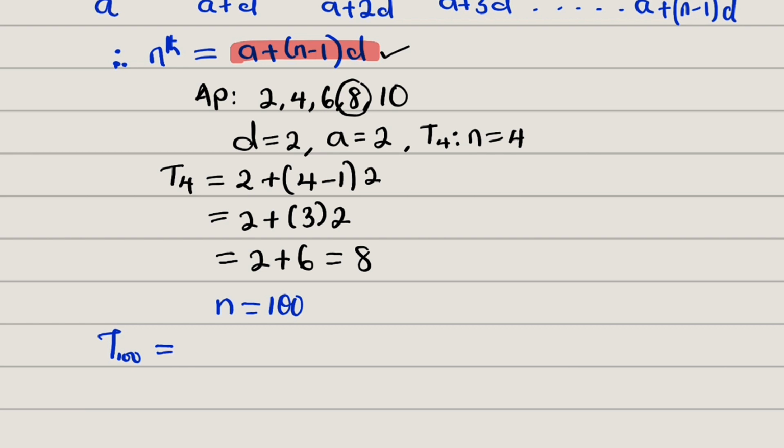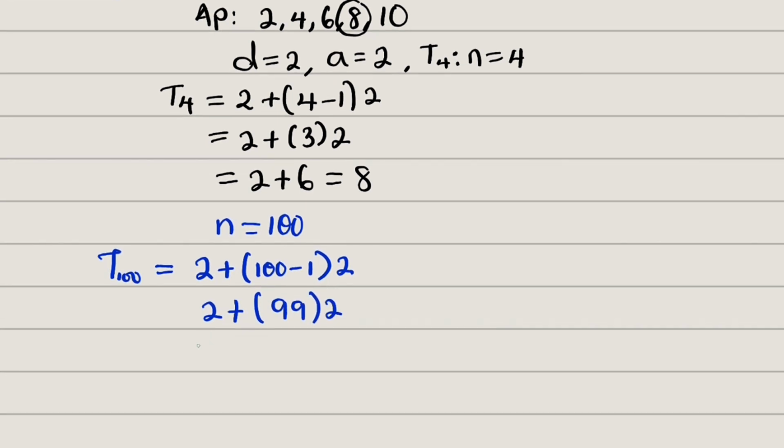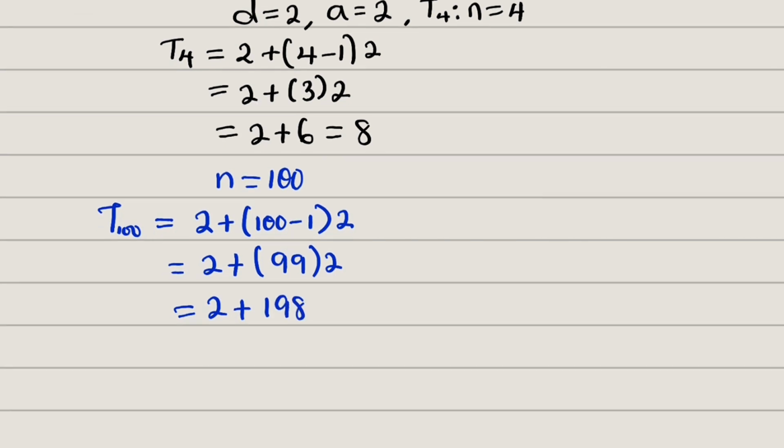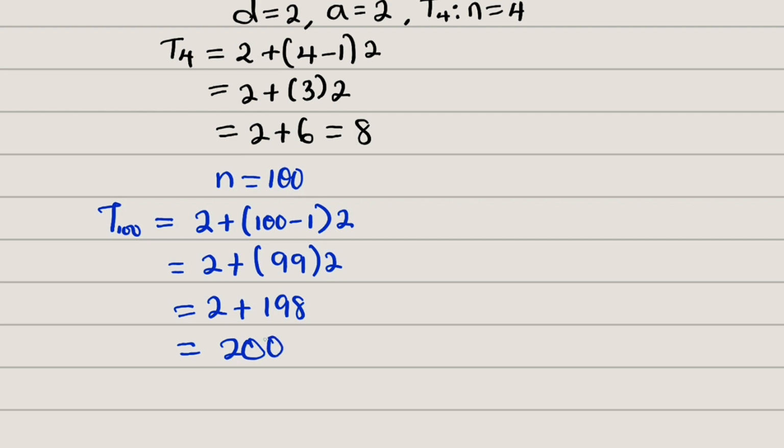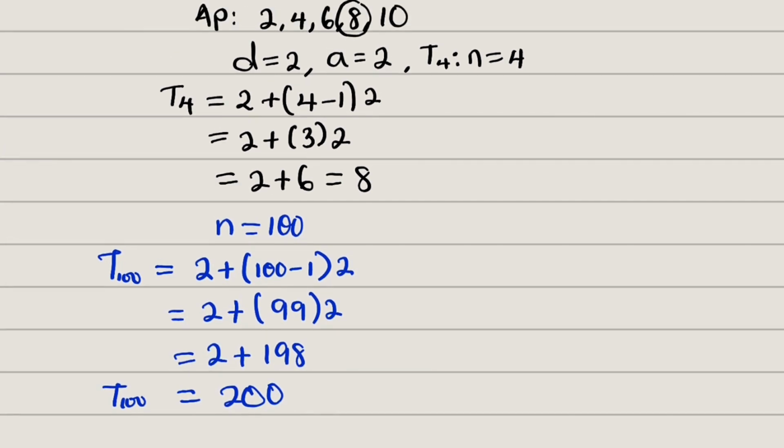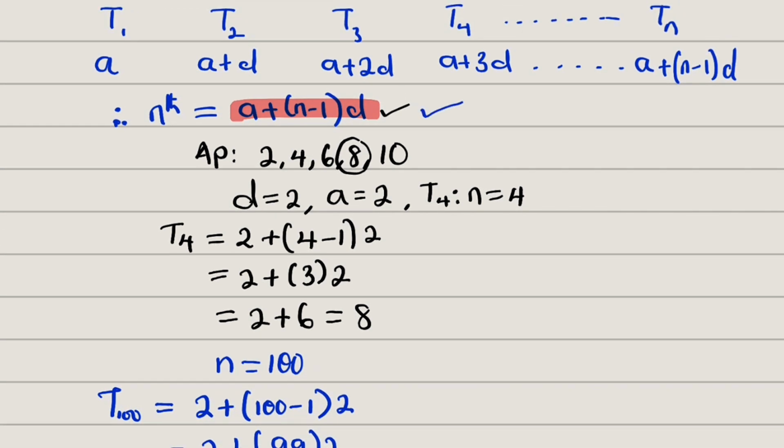T100 is now equal to A, which is 2, plus n, which is 100, minus 1, multiplied by the constant common difference 2. This is going to be 2 plus 99 multiplied by 2. 99 multiplied by 2 is equal to 198. So this becomes 2 plus 198, and this is equal to 200. Remember that our sequence has a constant common difference of 2. Therefore, 2 times 100 is going to be 200. And hence, this formula is true for all arithmetic progression sequences.